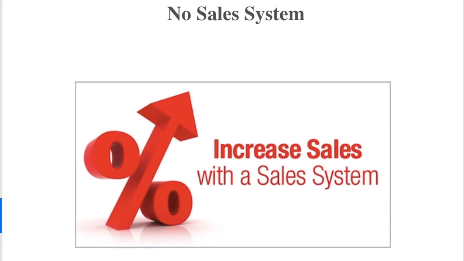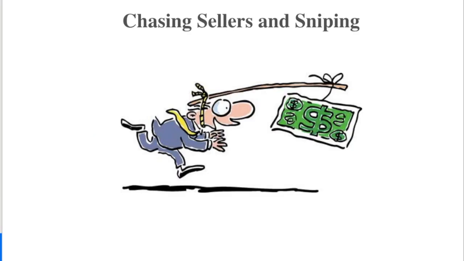It's the same with the products you list. You just have to list certain products at certain prices at certain times at the beginning to generate the system. If there is no sales system, there are no sales results. Simple like that. Okay, next, chasing sellers and sniping.